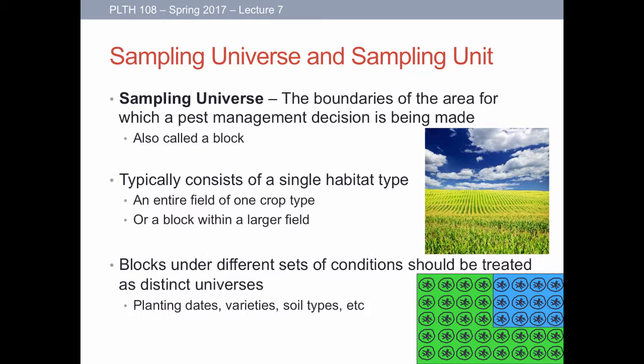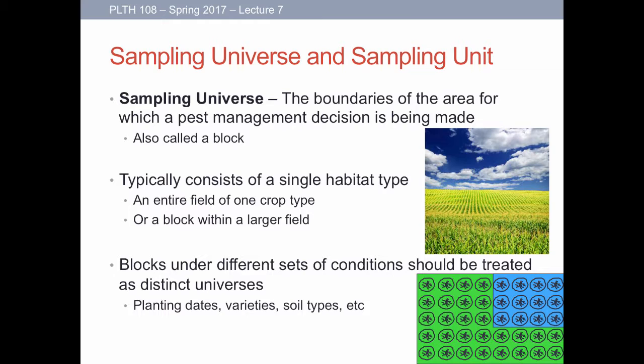Generally, a sampling universe is going to be one consistent habitat type. Here in the Central Valley, the nice thing is universes are oftentimes easy to tell because they're great, big, huge, square, rectangular fields with all the same crop, the same irrigation and the same varieties. So it can be relatively easy to define a sampling universe because it's big, flat, and the same shape. You expect the pests to all behave the same way.